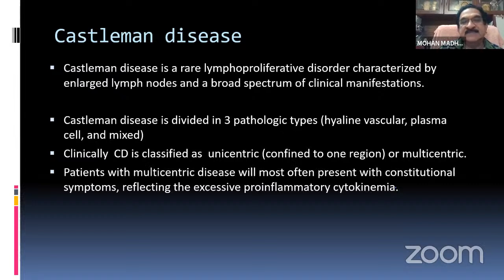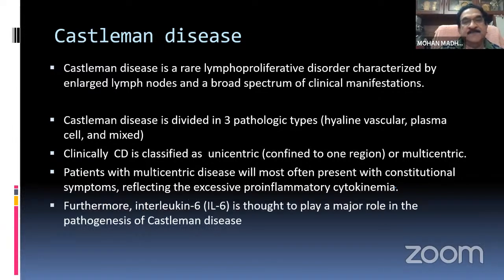And patients with multicentric disease will most often present with constitutional symptoms, reflective of excessive pro-inflammatory cytokinemia. Furthermore, interleukin 6 is thought to play a major role in the pathogenesis of Castleman disease.